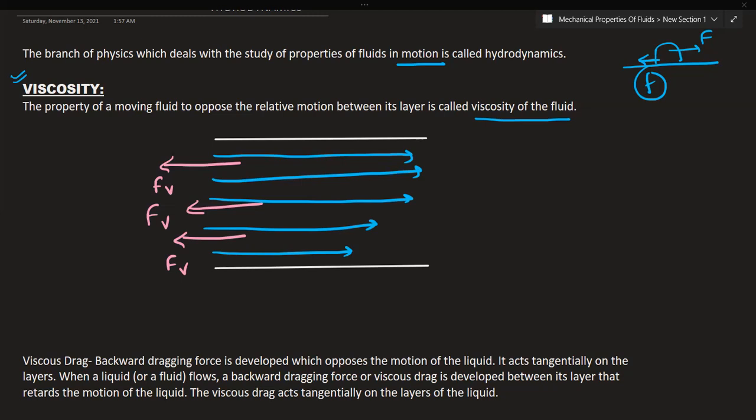Yes, ma'am. The cause of viscosity is basically the internal friction of the fluid, which opposes the motion of one layer of fluid past another. All right, so just note this also.